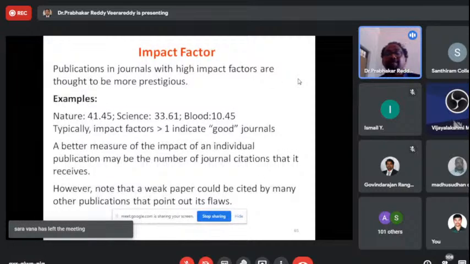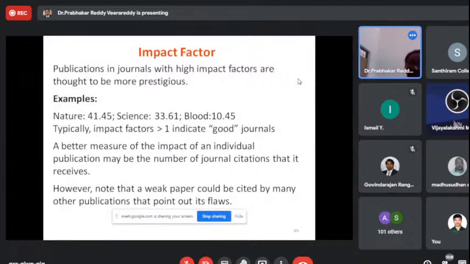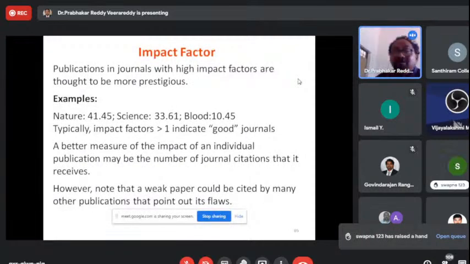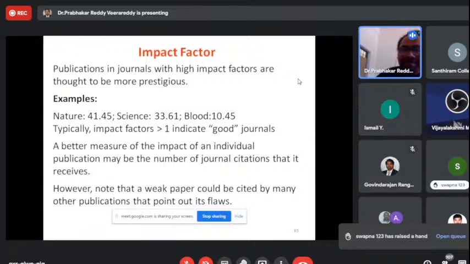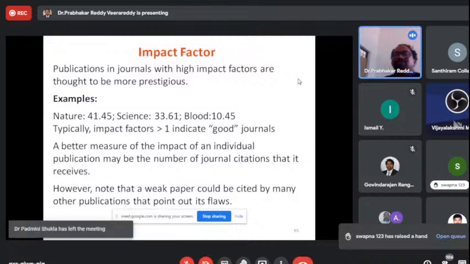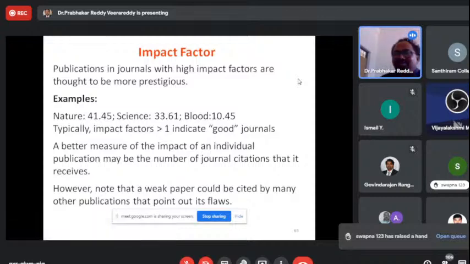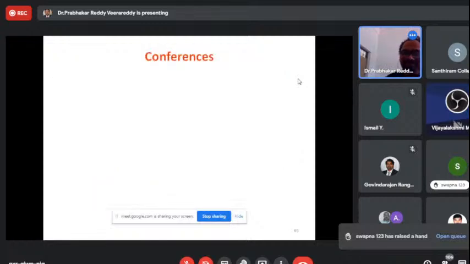The journals with high impact factors are thought to be more prestigious. Remember, Nature, 40 plus. If you get one paper in Nature, you become a Nobel laureate. But in pharmacy, no, not possible, because pharmacy is applied research, so we will not get any paper in Nature. Science, 33. Blood, 10. Typically, more than 1 indicates a good journal. More than 40, no, it's not possible. A better measure of the impact of an individual publication may be the number of citations that it receives.